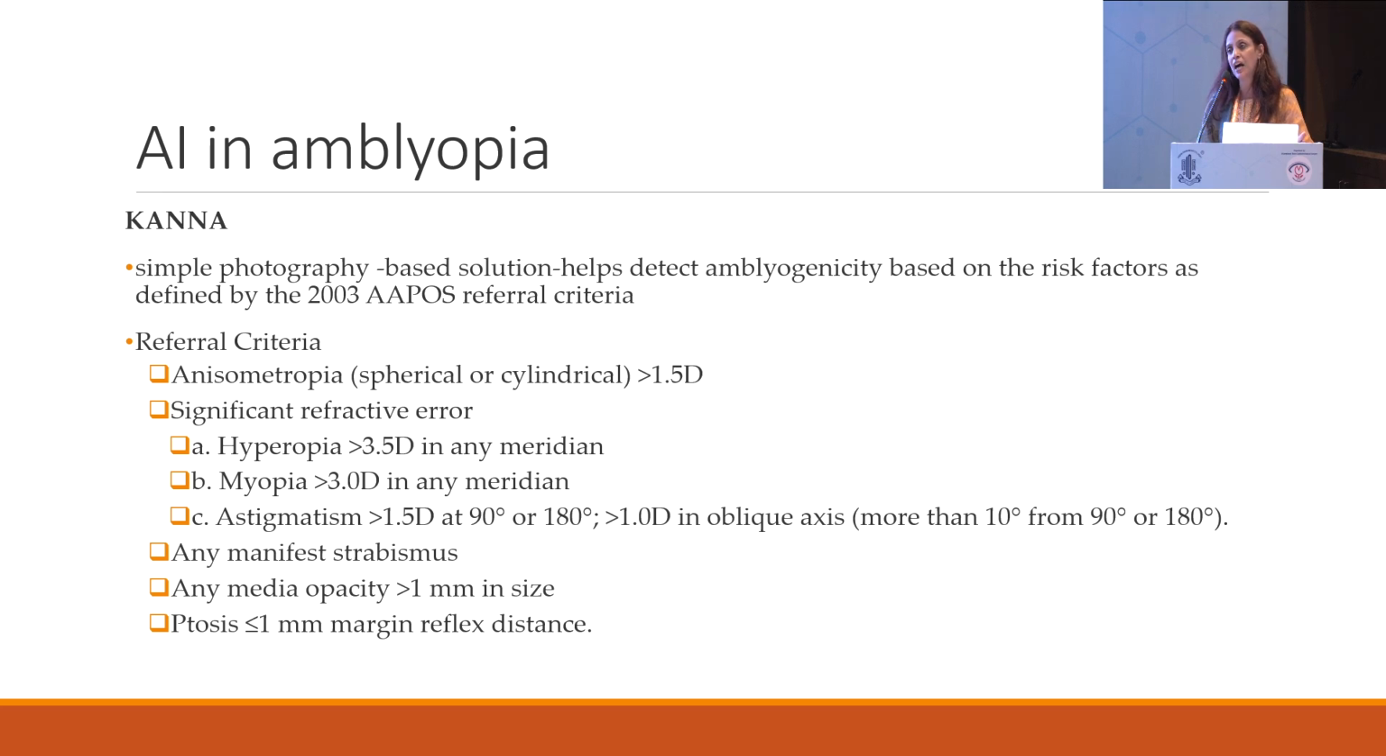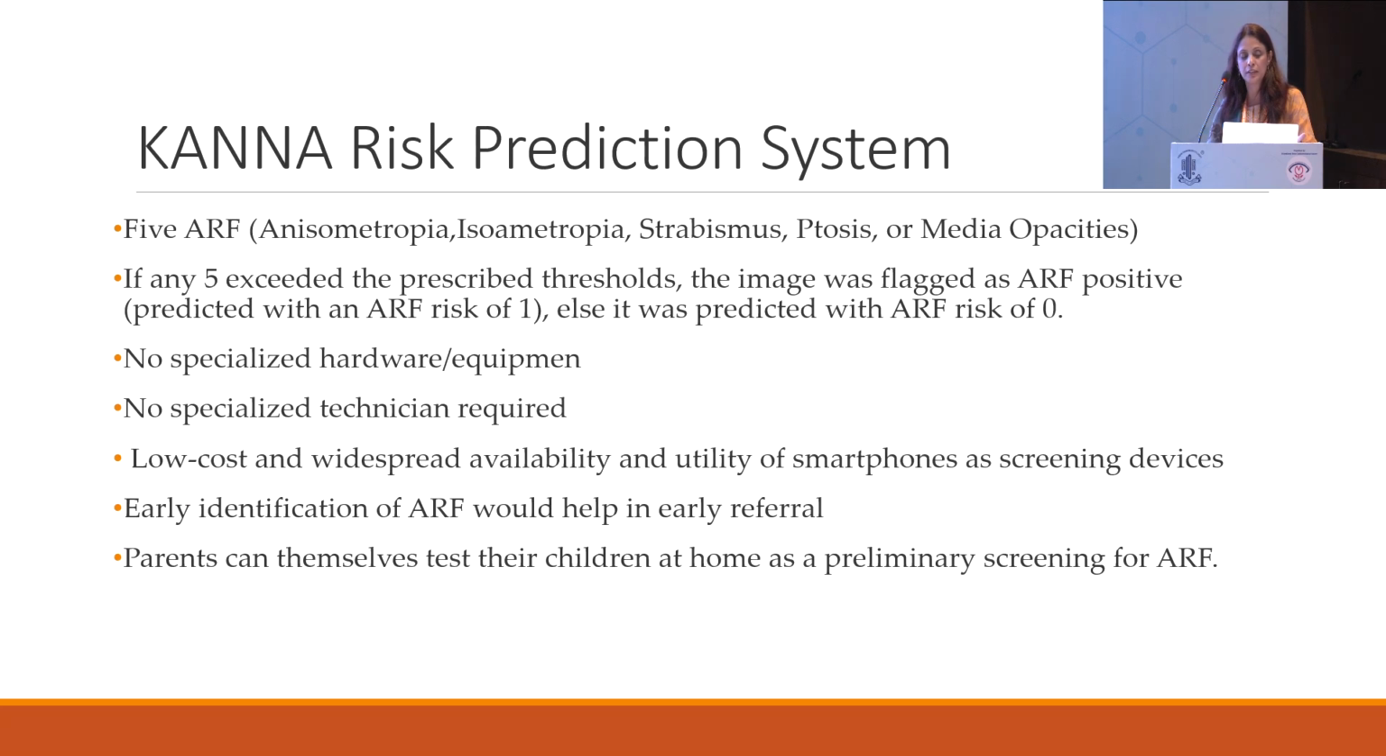Then we have amblyopia. We have a CANA tool which has come for amblyopia. Basically, it is using the diagnostic criteria given by AAPOS, the referral criteria. Based on this, it is trying to detect the amblyopia risk factors, and 5 ARF risk factors have been used in this. If any of these 5 exceed the prescribed thresholds given by this AI tool, the image is flagged as ARF positive, else it is predicted as an ARF risk of 0. So that does not require much specialized instrument. This is low cost, can be used in the periphery, can be used in rural areas, and patients can even test themselves at home as a preliminary screening tool.